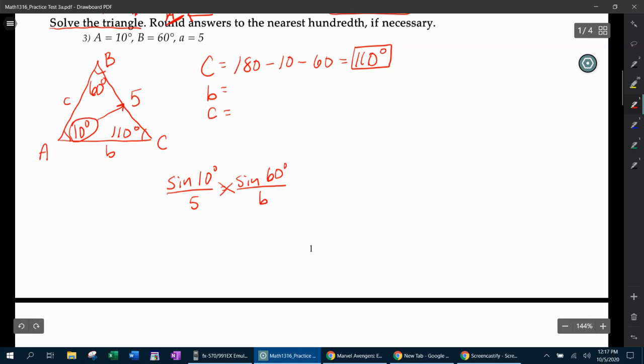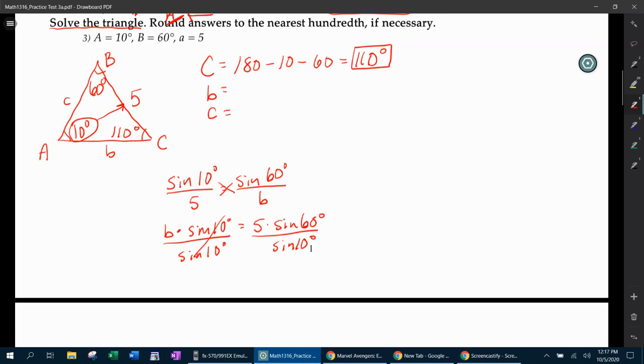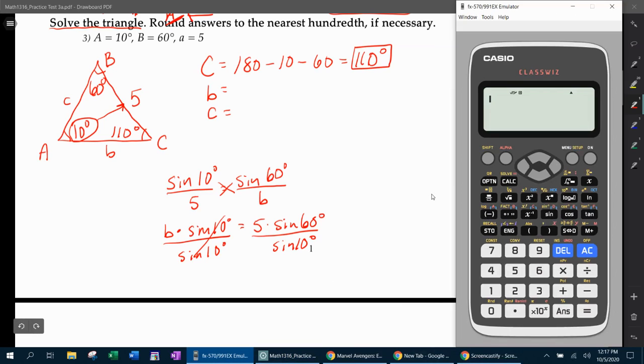I need to cross multiply. So that's going to be b times sine 10 equals 5 times sine 60. And if I divide both sides by sine 10, I'm going to have little b. This is a great time, again, to bring up your calculator. 5 sine 60 divided by sine 10.